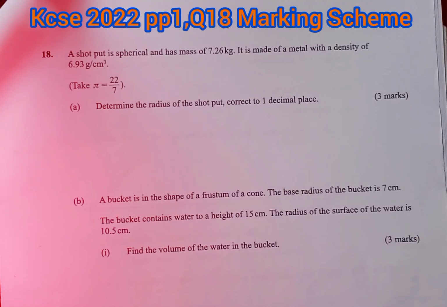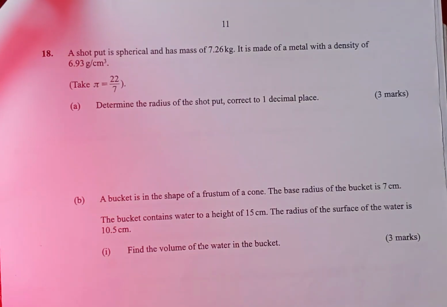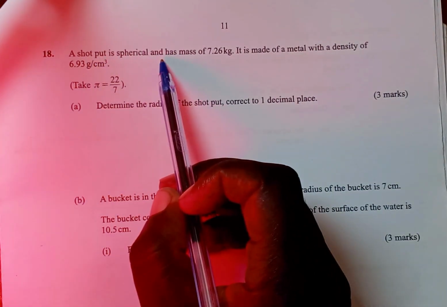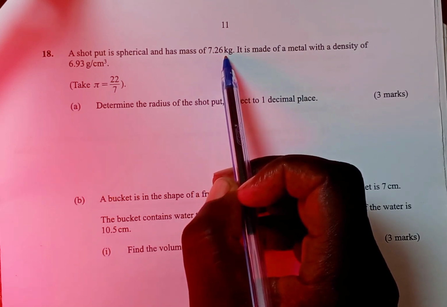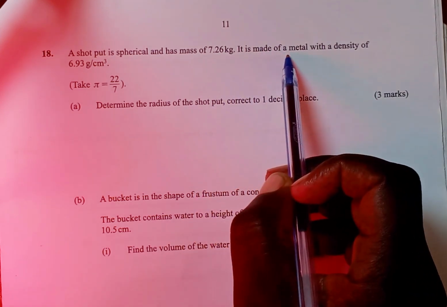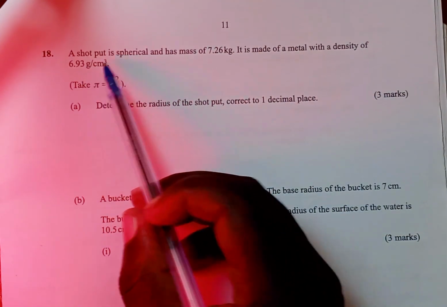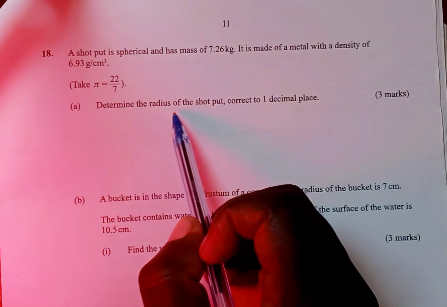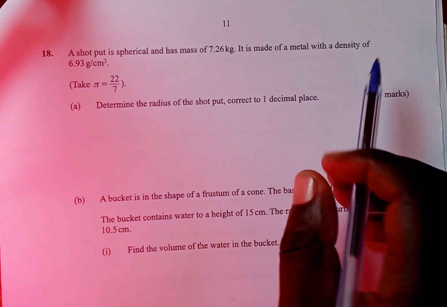We are looking at KCSE 2022 Paper 1, question number 18. This is section B, and the question reads: a shot put is spherical and has a mass of 7.26 kgs. It is made up of a metal with a density of 6.93 grams per centimeter cubed. A. Determine the radius of the shot put, correct to 1 decimal place.